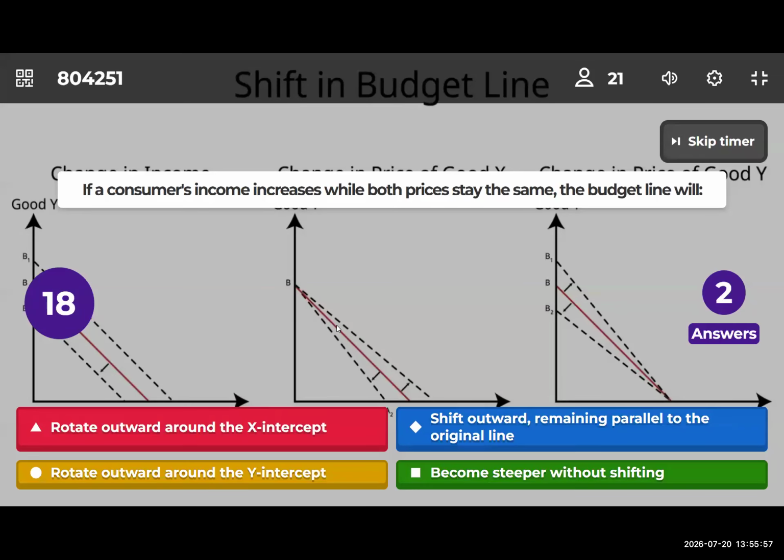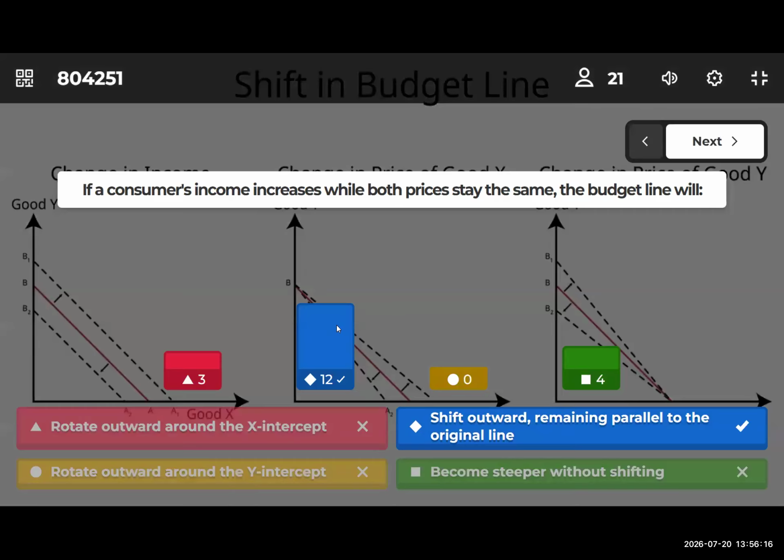Income increases, okay, but price stays the same. What will happen to the budget line? So the income increases, the budget line will shift outward, right? But parallel to the original. Becomes steeper without shifting, rotates. We're going to say rotates later.